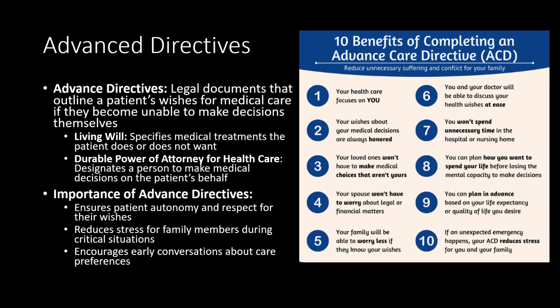A living will is going to specify medical treatments that you do or do not want. So if you want to be intubated, or you don't want to be intubated, if you want feeding tubes. Your durable power of attorney for healthcare is going to designate a person to make medical decisions on your behalf if you're not able to.